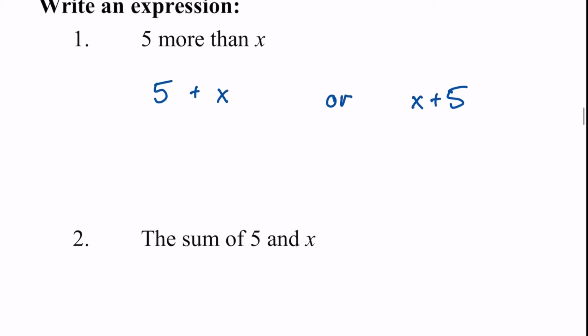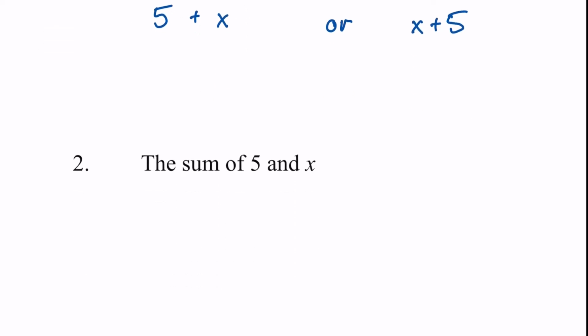And number 2, we see the word sum, and remember, sum just means you're going to add. So this again is going to be either 5 plus x or x plus 5, because you can add in any order. The mathematical word there is commutative.